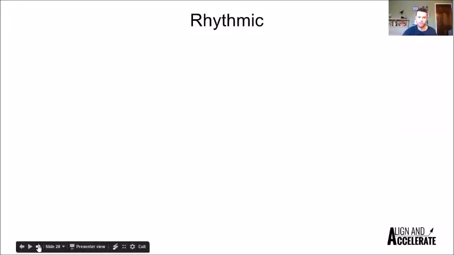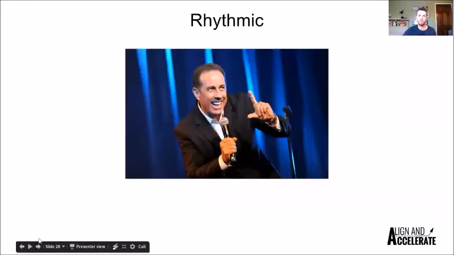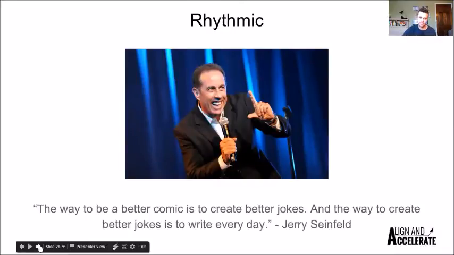So the next one is rhythmic. And rhythmic, Jerry Seinfeld was known for using a rhythmic style. And there's this great quote by Jerry Seinfeld. It says, "The way to be a better comic is to create better jokes. And the way to create better jokes is to write one every day." And so this is called the chain method. And this is something Jerry Seinfeld totally believed in. One other comedian asked him one time, hey, how do you get better at being a comedian? And this is the answer that Jerry Seinfeld gave the guy.